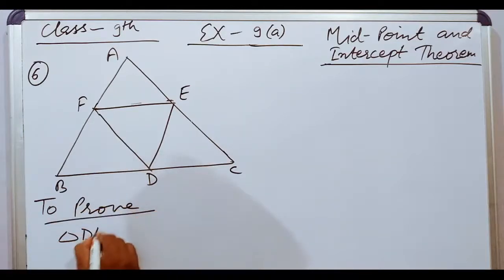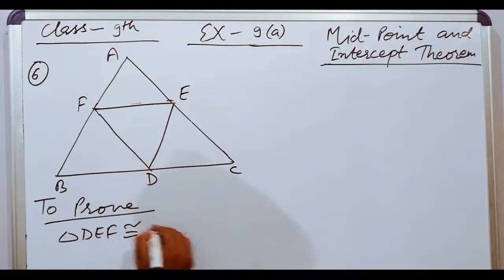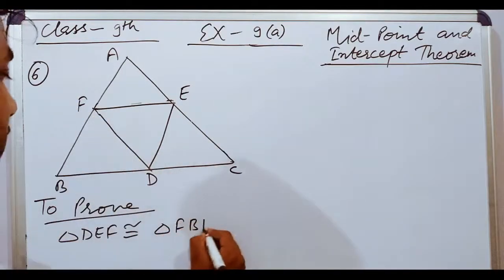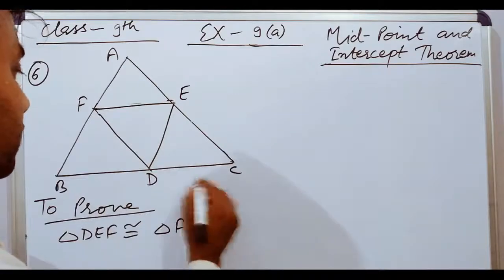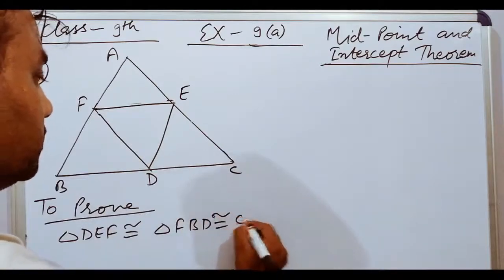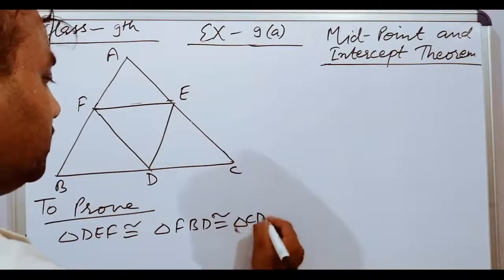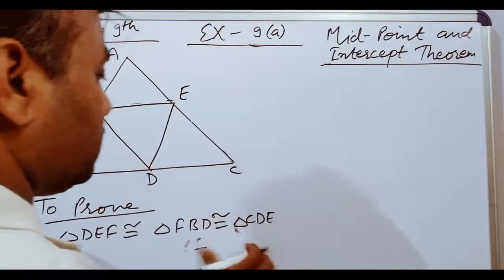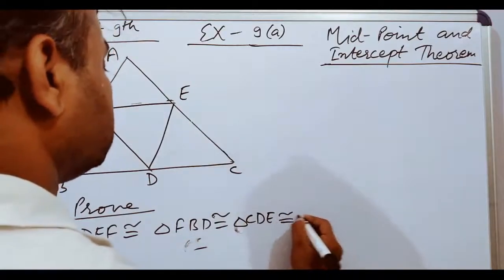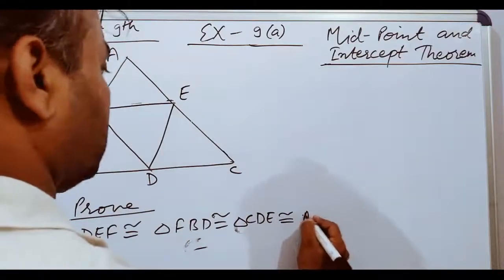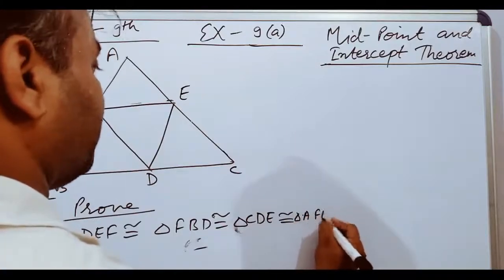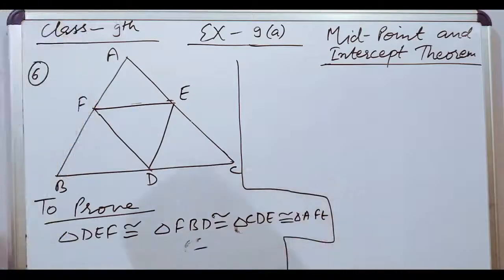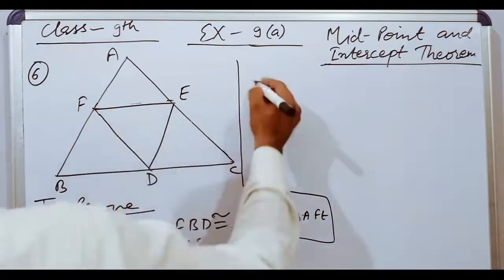Now to prove: triangle DEF is congruent to triangle FBD, is congruent to triangle CDE. Triangle CDE is congruent to triangle AFE. Okay. Now we have to prove. Proof.